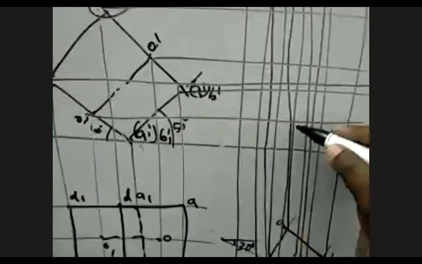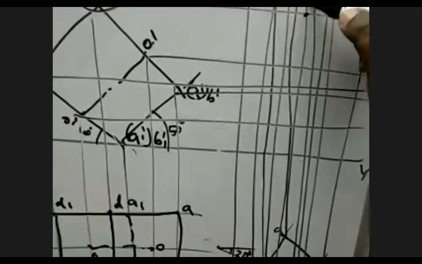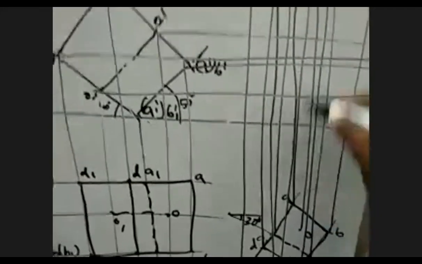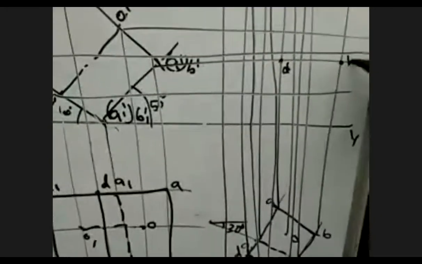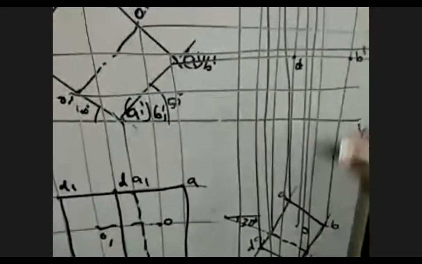Okay. Now where is A point? A point is over here. A point is in the top. So this is point A dash. This is your point A dash. This is your point B dash. C point, yeah, it is in the top. So this is C dash.